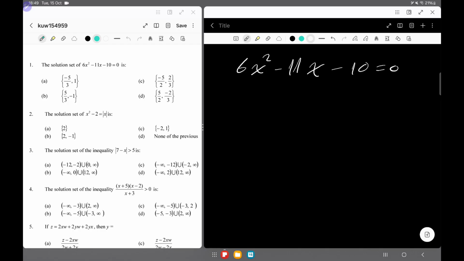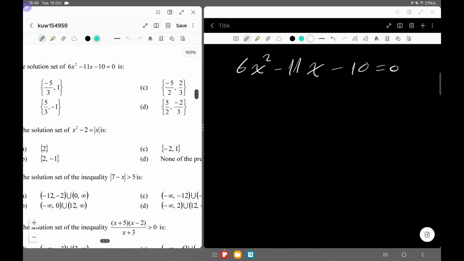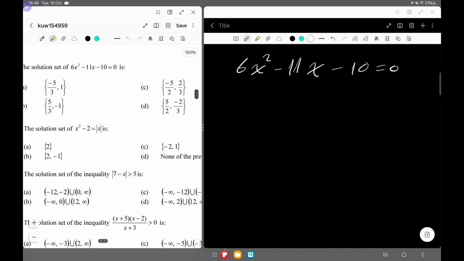It's really easy. What are you going to do? Go to the choices. For example, the first choice, okay? Just change the sign and write it down: plus 5 over 3, and instead of 1, it's minus 1. The choice B as well, change the sign and write it down. It will become negative 5 over 3 and positive 1.